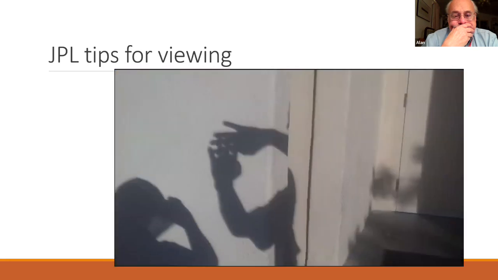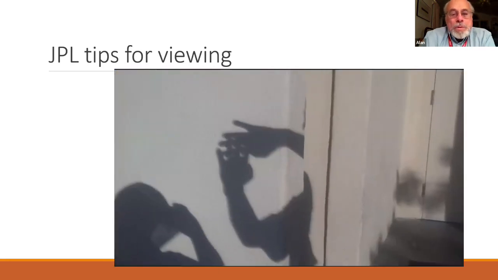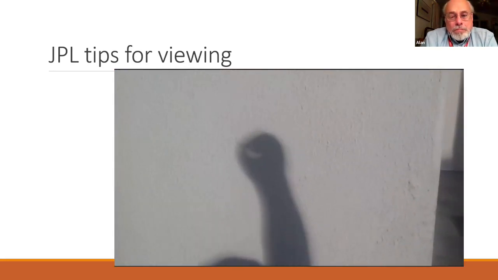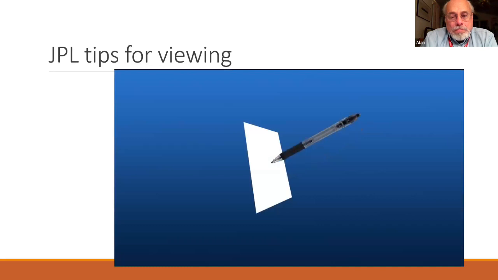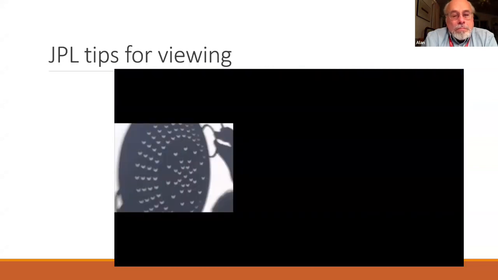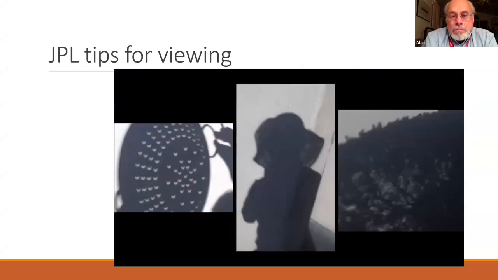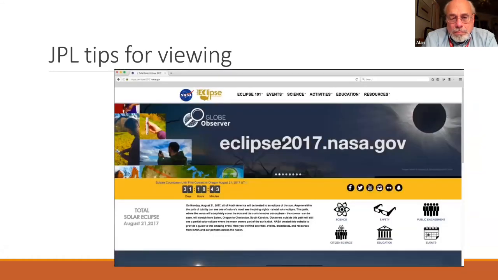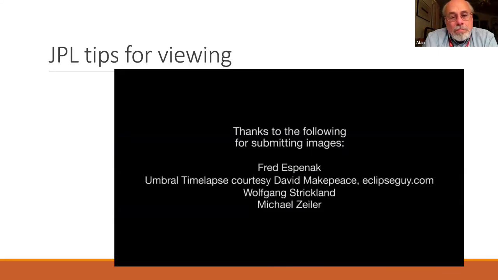During the partial phases, use your hands as a pinhole projector. You'll be able to see the crescent shape of the sun projected through the spaces created by your fingers. You can also make a paper pinhole projector. In fact, any item with one or more holes in it, like a kitchen colander, a loosely woven straw hat, even leaves on trees, will project the crescent shapes. You can find out about all of NASA's missions at www.nasa.gov. And you can find out more about the eclipse, including eclipse safety, at eclipse2017.nasa.gov. That's all for this month. I'm Jane Houston Jones.